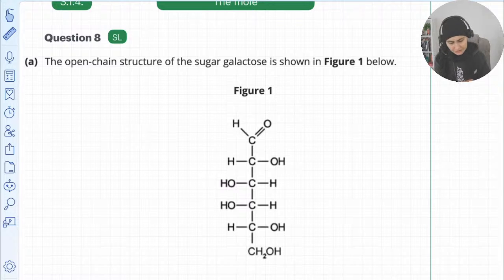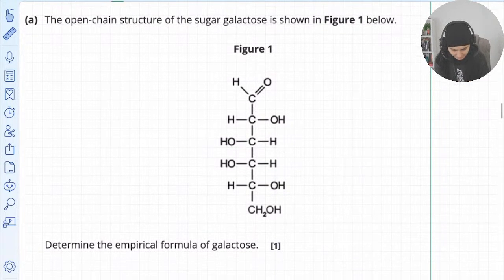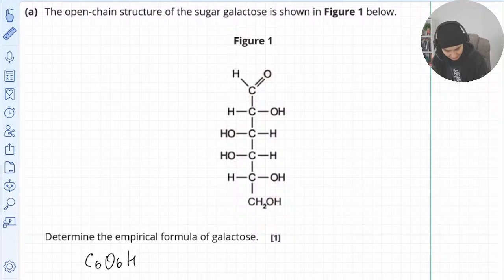The open chain structure of the sugar galactose is shown in figure 1. Determine the empirical formula. Okay, so if I count all the atoms, I would find the molecular formula. Let's do that. So I have 1, 2, 3, 4, 5, 6. So 6 carbons, and then oxygens 1, 2, 3, 4, 5, 6. So O6 and H, well, was it 12? Let's check. 1, 2, 3. Actually, I missed one. So, okay, 3, 4, 5, 6, 7, 8, 9, 10, 11, 12. Yeah, H12. So it means that the empirical formula would be CH2O.